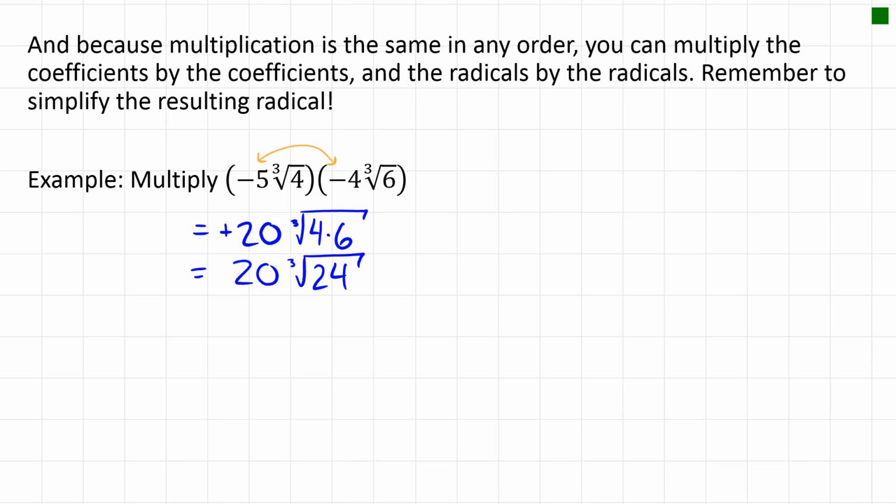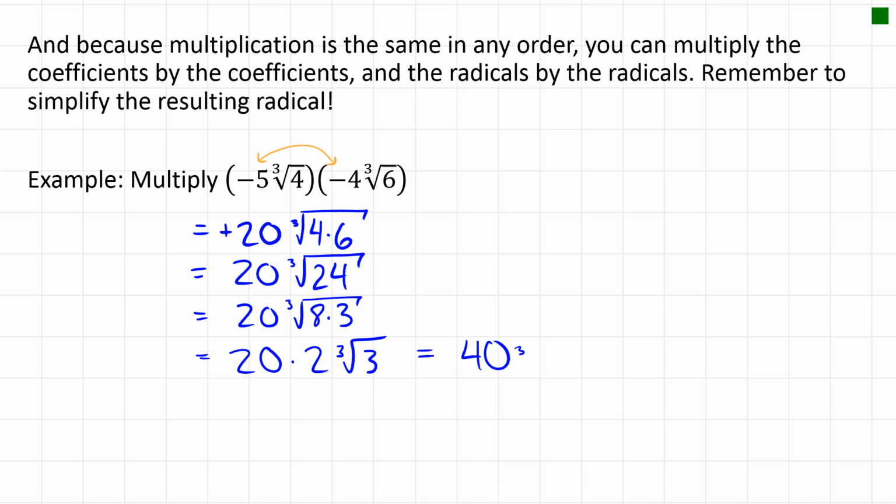Now it's really important to remember to simplify the radical if you can. So cubed root of 24, we can see that this has a perfect cube in it. So it's 20 times the cubed root of 8 times 3. Cubed root of 8 is 2, so that's 20 times 2 cubed root 3, which is the same as 40 cubed root 3. So multiply the coefficients, multiply the radicals, and then simplify.